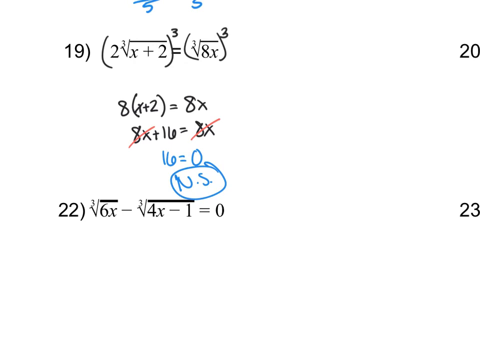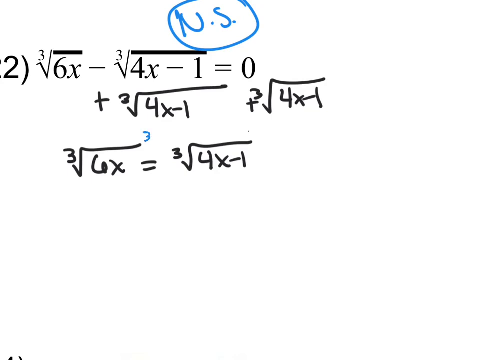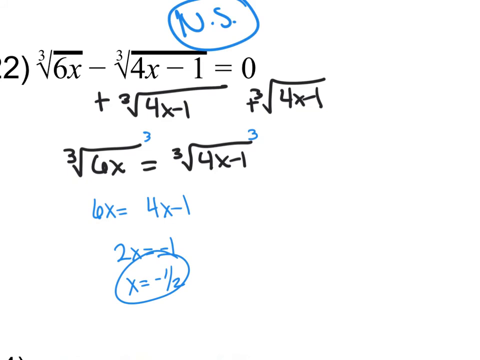All right, we're almost there, guys. So here we want to add the cube root of 4x minus 1 to both sides. So now I'm at the cube root of 6x equals the cube root of 4x minus 1. Now how do we get rid of a cube root? We cube it. 6x equals 4x minus 1. 2x equals negative 1. X equals negative 1/2.